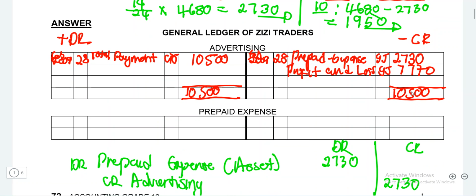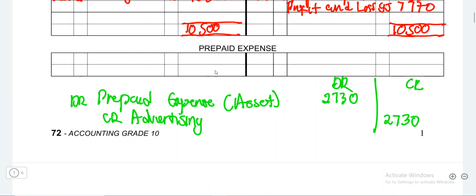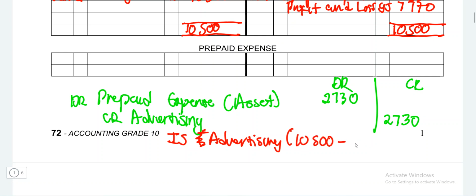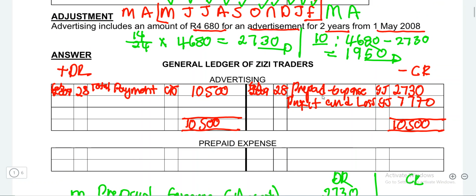When we go to the income statement, let me show you here. In the income statement, under operating expenses, we would say advertising. So our advertising will be displayed as 10,500 minus 2,780, and then it will give us that 7,770. That 7,770 will come here. That's what we are going to show in the income statement. And then under trade and other receivables, we are going to have prepaid expense as 2,780.